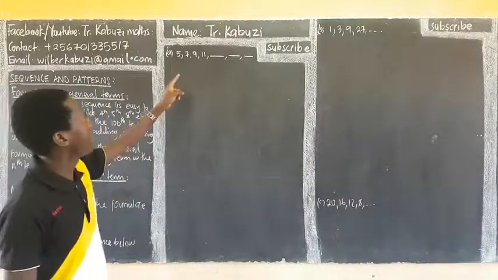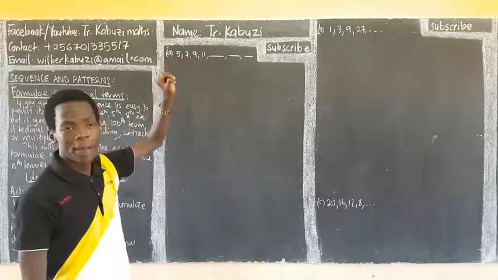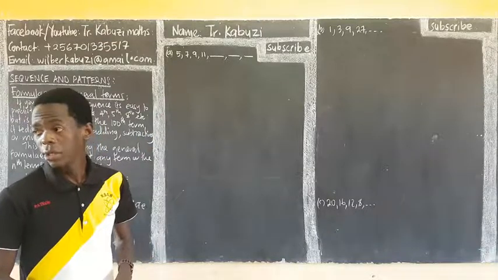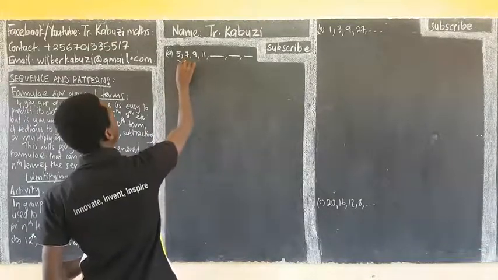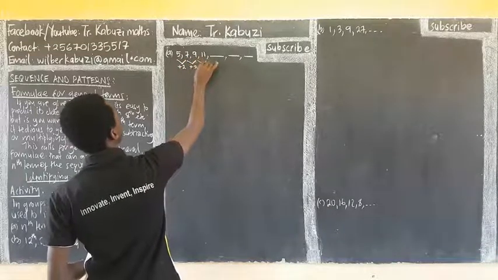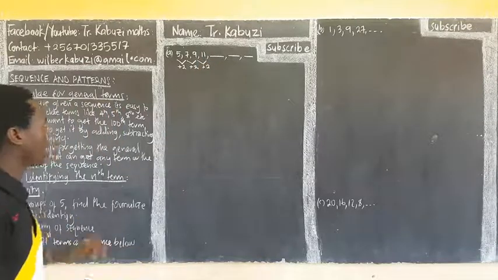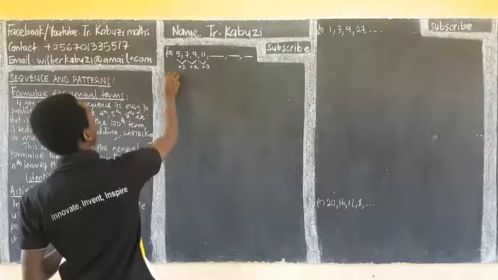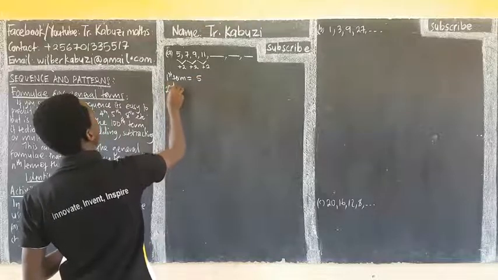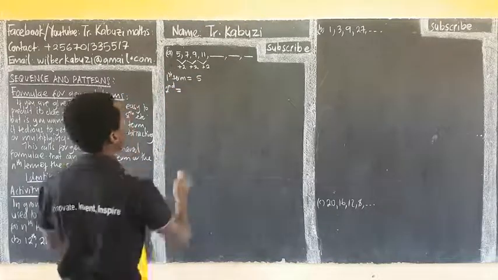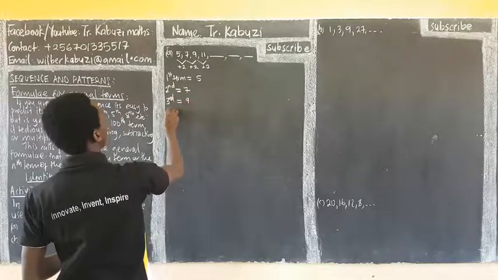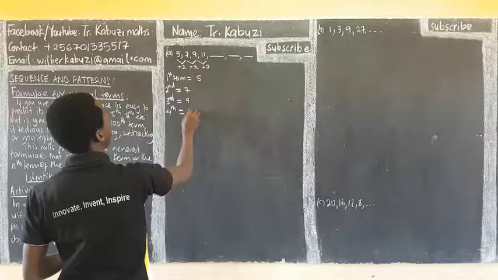So here you can see the trend of the sequence. What happens? We add 2. From here up to here there is plus 2, from here up to here there is plus 2, then from here up to here there is plus 2. So our first term is going to be 5, our second term is going to be 7, then our third term is going to be 9, then our fourth term is going to be 11.